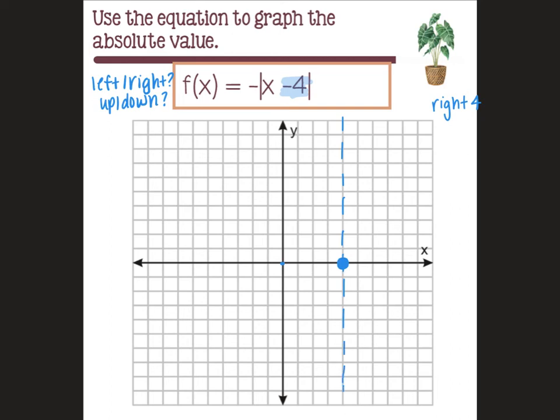And then next you're going to look at your A, so that's out here. It's technically -1. Since it's negative, that means open down. You're going to use it to count your slope. So if it's -1, it's technically -1 over 1. So from my vertex, I'm going to go down 1, right 1. Down 1, right 1. And then I just want to make it look the exact same on the other side, which would be like this. And then you're just drawing your line through those points.